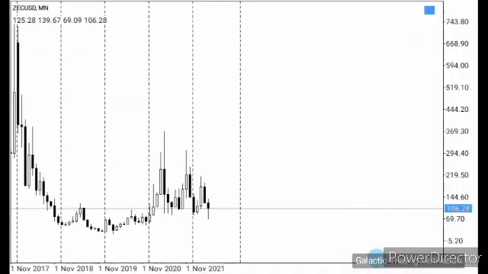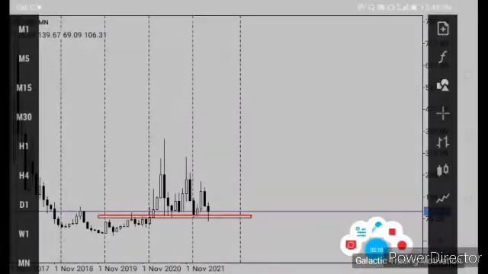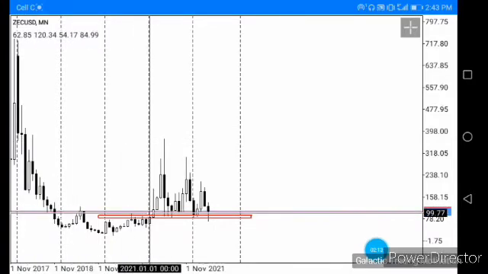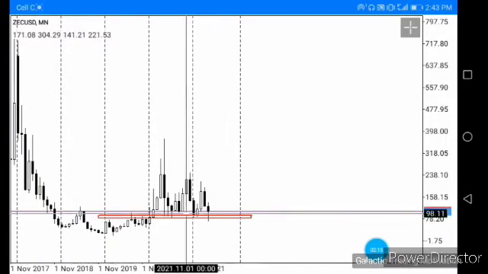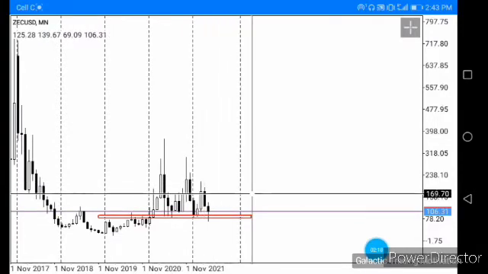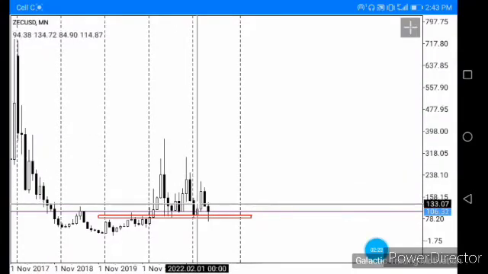So what I'm gonna do now is actually add a neckline to that area, just so that we don't forget that we have a big W formation in that region, as well as a very strong support line. So let's continue. So what else do we see on this particular chart that is of interest?